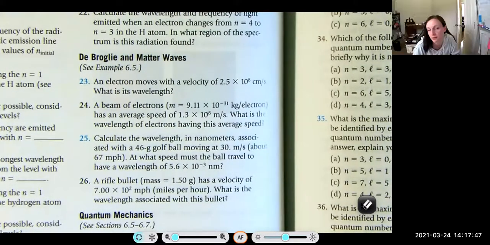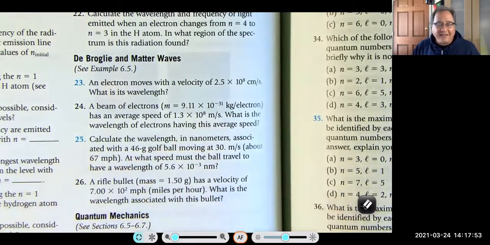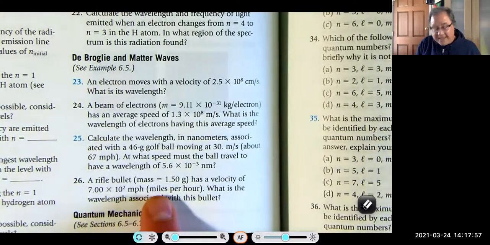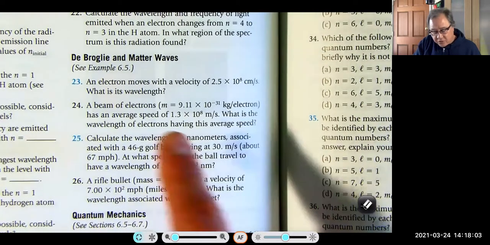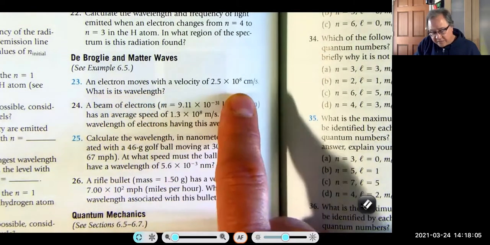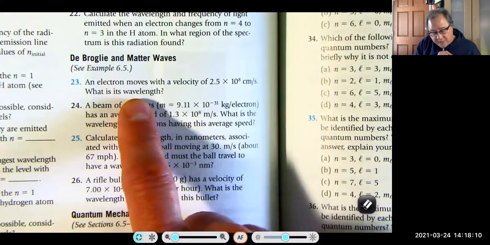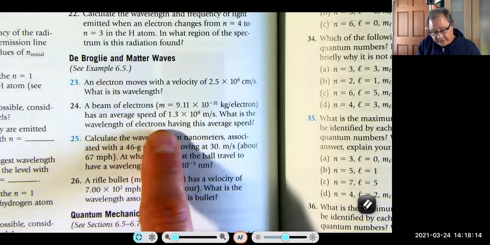What makes them silly? What is the wavelength in nanometers associated with a golf ball? That's silly. I mean, come on. A rifle bullet. That's silly. An Olympic sprinter. That's silly. But how about this? An electron with a velocity of 2.5 times 10 to the 8 centimeters per second. And what is its wavelength? And a beam of electrons.